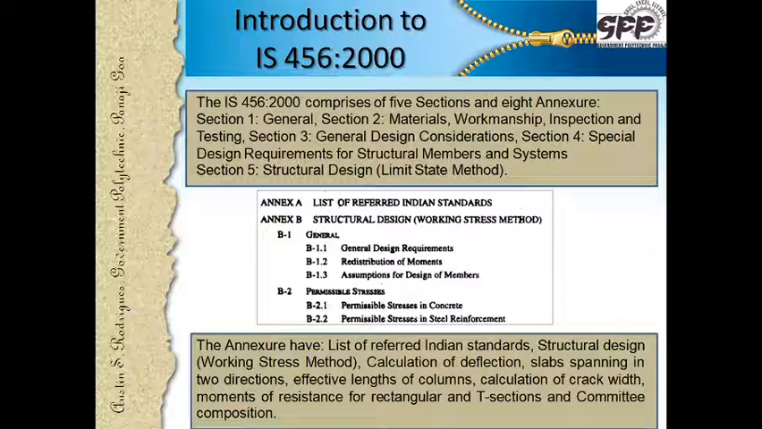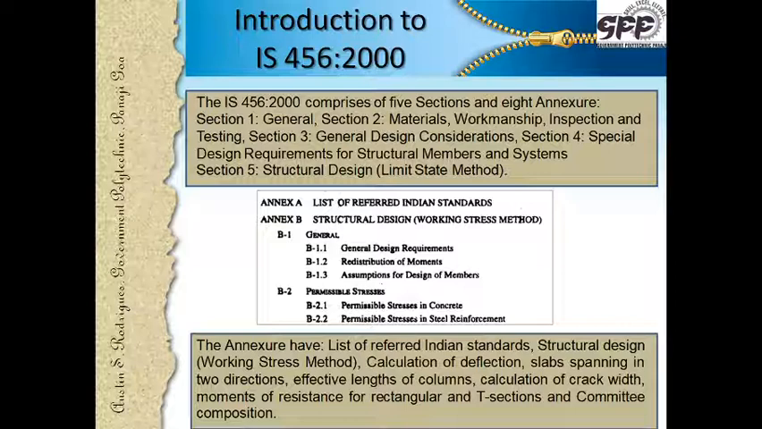The next annexure deals with the effective lengths of columns. The next one, calculation of the crack width, and one of the most important ones for us is the next annexure, that is moments of resistance for rectangular and T sections. It says rectangular, so it covers the singly reinforced as well as doubly, and when we say T sections, it covers L sections also. So it is flanged beams as well as the rectangular beams. Everything is covered over here.